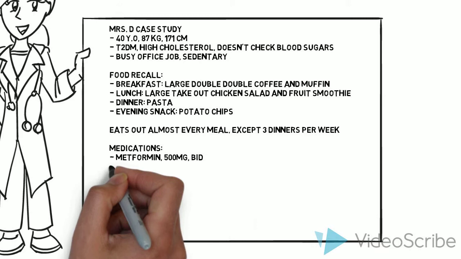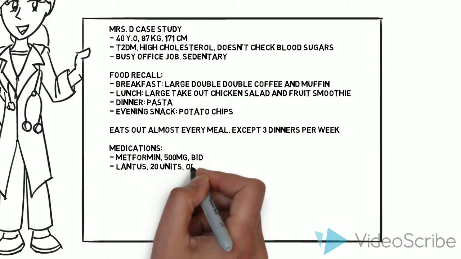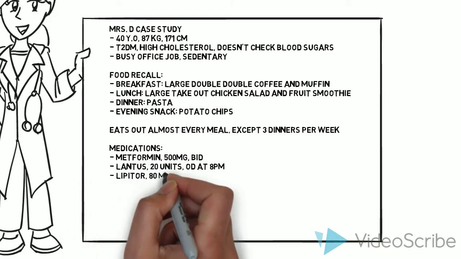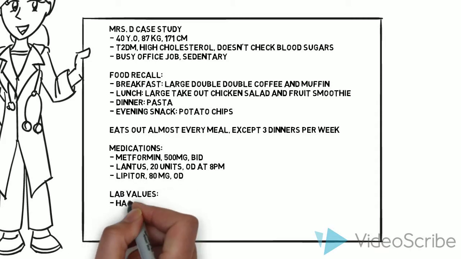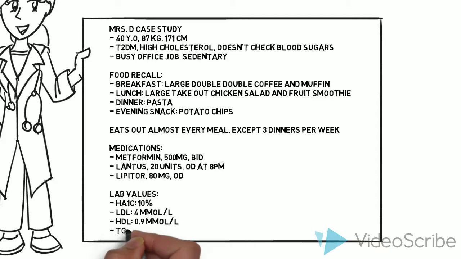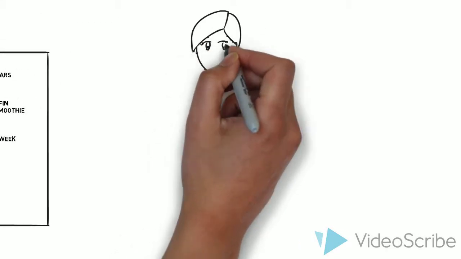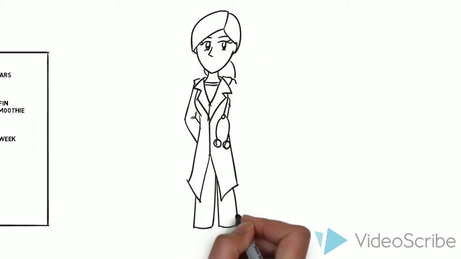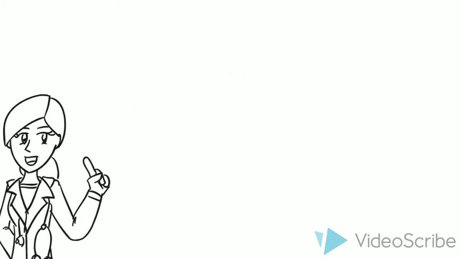She is currently taking metformin twice daily, Lantus once daily, and Lipitor once daily. Her lab values show her hemoglobin A1C at 10%, LDL at 4 millimoles, HDL at 0.9 millimoles, and triglycerides at 3 millimoles per liter. Let's take a look at a step-by-step process to approaching this case.